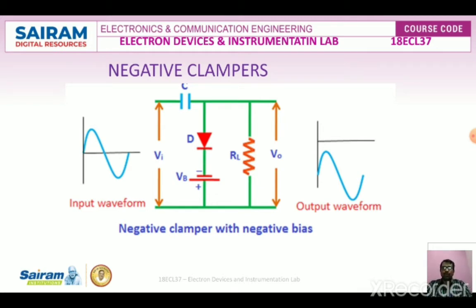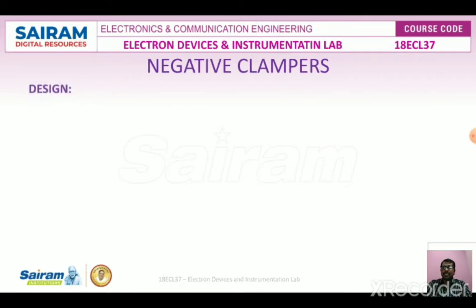Now the signal is shifted downwards. So 2.3 will be the reference value that will be shifted. The whole signal is shifted and there is no change in the shape of the signal. So we'll see the design.